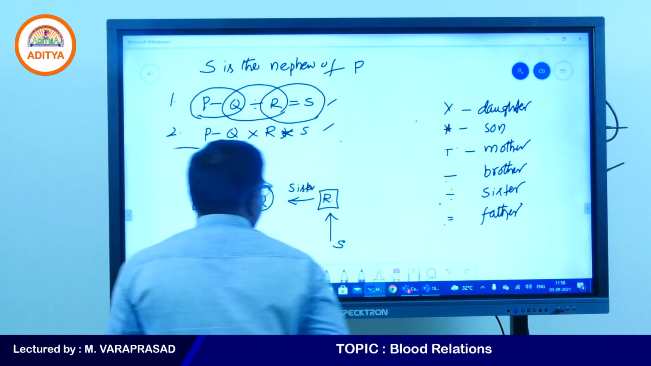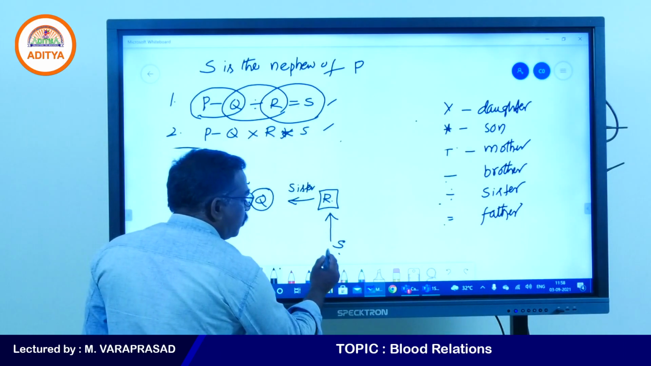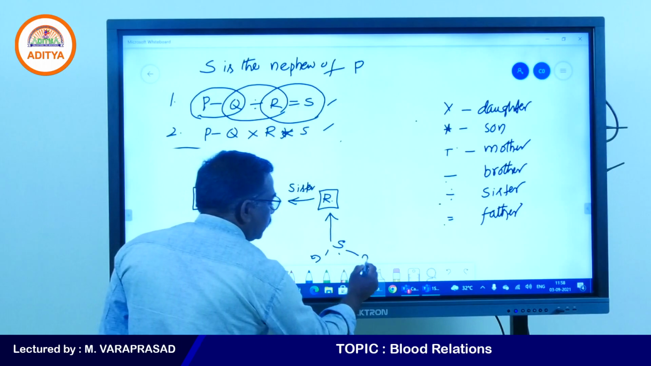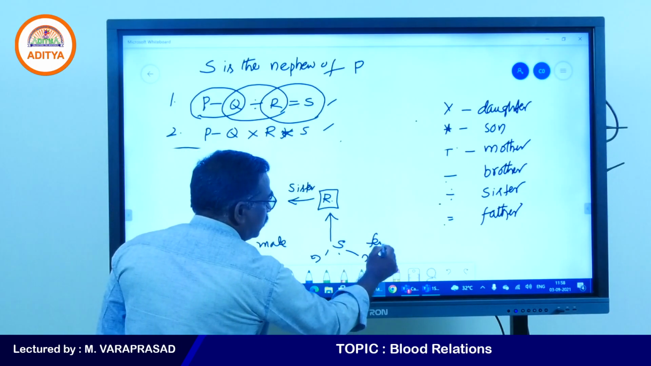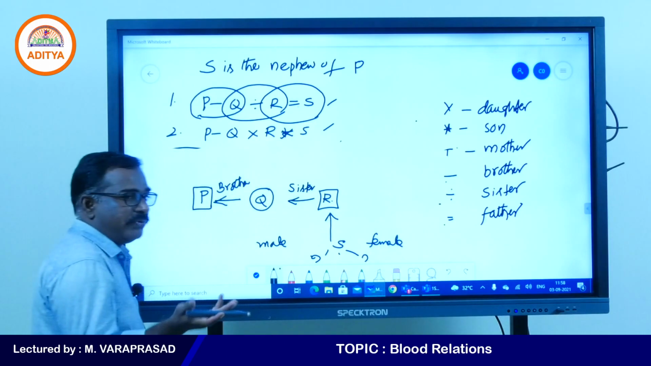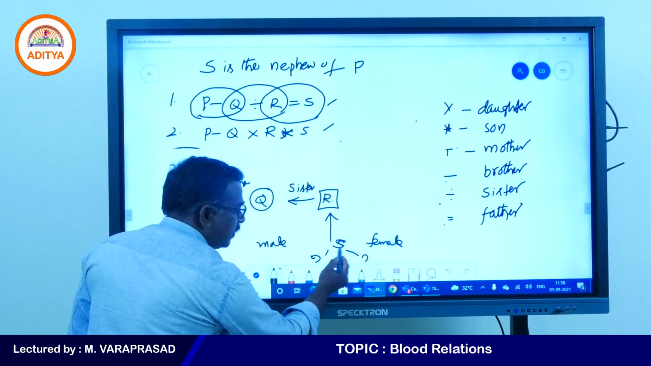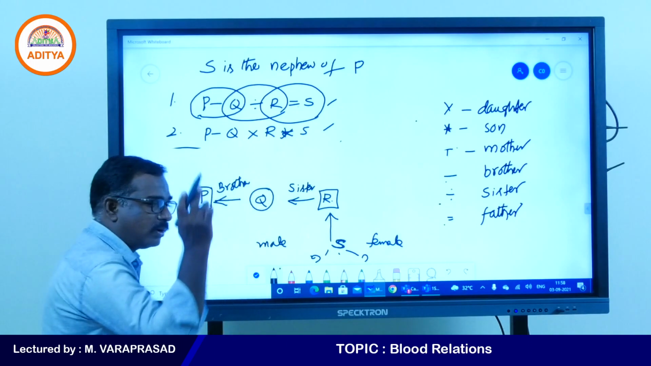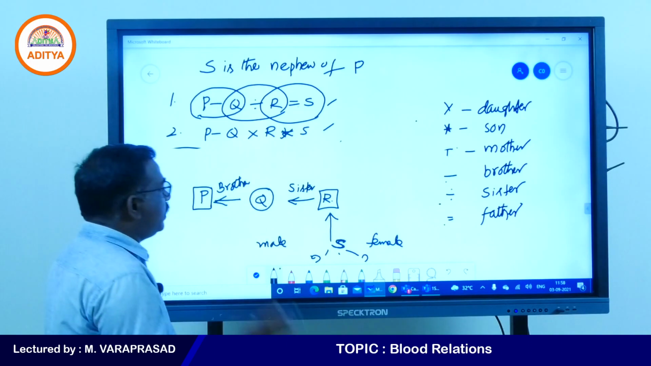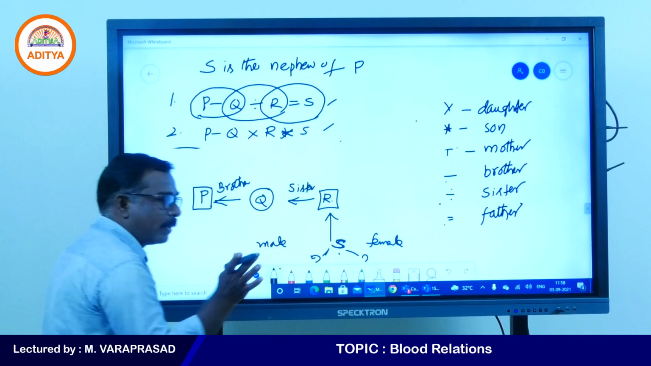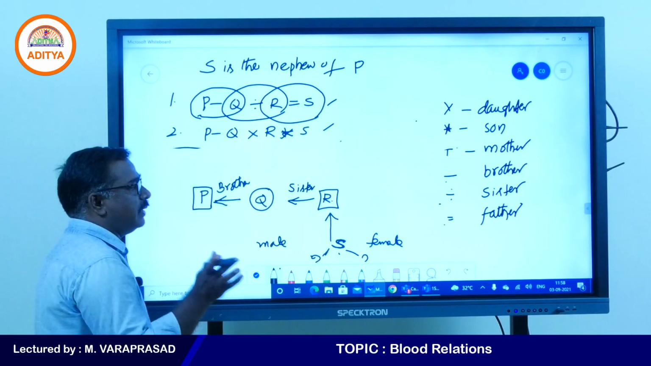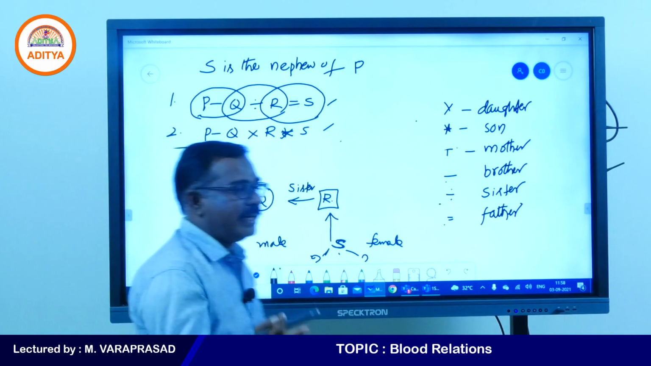Somebody has written option number 1. What is wrong here? Here we don't know male or female. Satya, you wrote option number 1. Is it given, male or female? Male or female was not given. That's why option number 1 is not correct. Because gender we don't know. Option number 3 is correct, right?